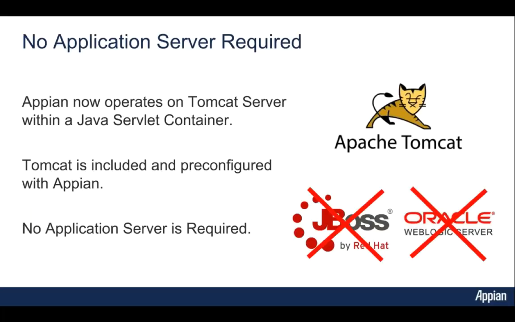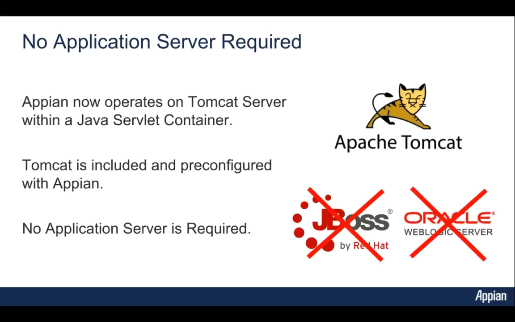And finally, probably the most significant architectural change with Appian in a while is that we no longer require an application server. So pretty much all of our on-premise customers, you might be familiar with your environment, is running on either JBoss or Oracle WebLogic server. So those are no longer required nor recommended. Appian now operates exclusively on the Tomcat server with the Java servlet container.